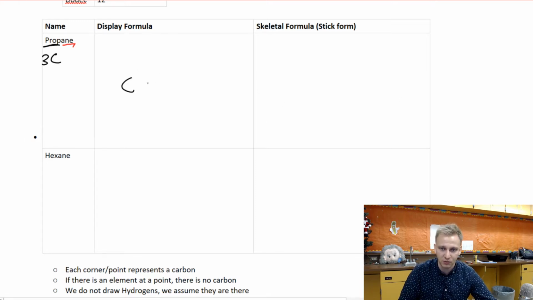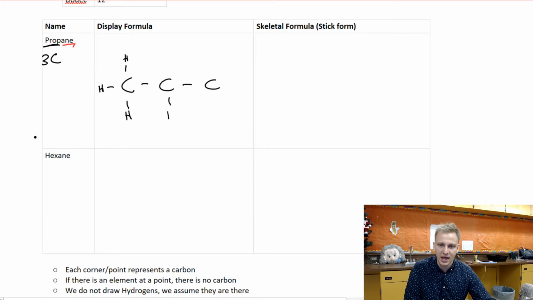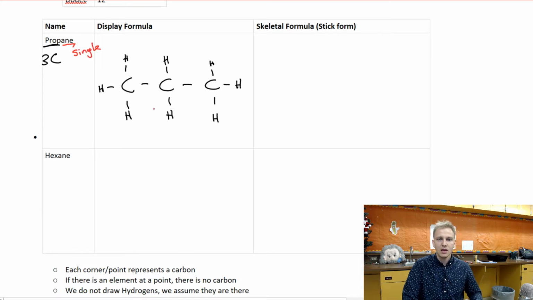So for propane, we have 1, 2, 3 different carbons, and we need to make sure that each of those has 4 bonds coming off of it. Anytime we have a space for a bond coming off of a carbon, we fill it in with hydrogen, since these are all organic molecules, all hydrocarbons. So we've established 3 carbons because of prop, and the ANE tells us that it's all single bonds. And so we have our molecule drawn here with our display formula. We have 3 carbons, all of them single bonded.